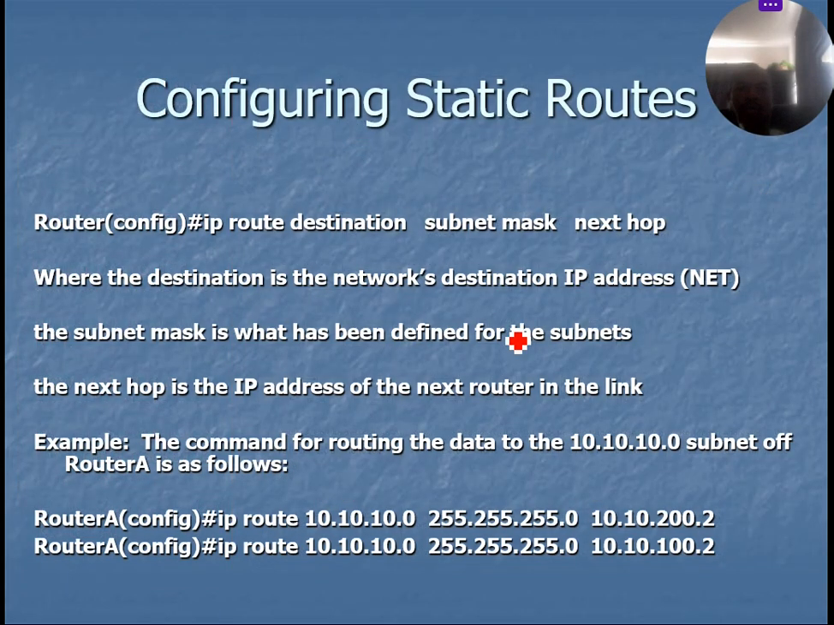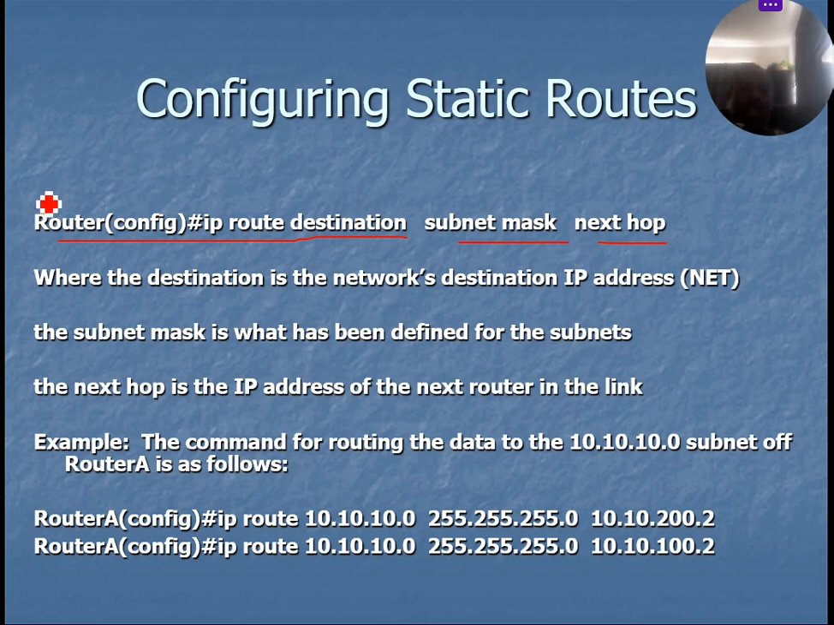Now let's take a look at configuring static routes. These are some configuration terms that you need to type in the configuration interface. Router, you must put the router name, router A or router B, whatever router you're configuring. For general illustration, we just write router. But when you're using the interface, you have to put the router's name. Router A config hashtag IP route destination. You put IP route, you put the destination, you put the subnet mask, then you put the next hop.